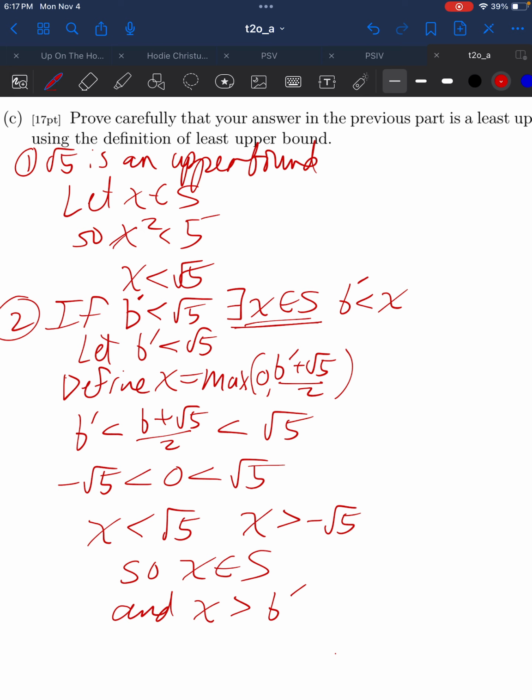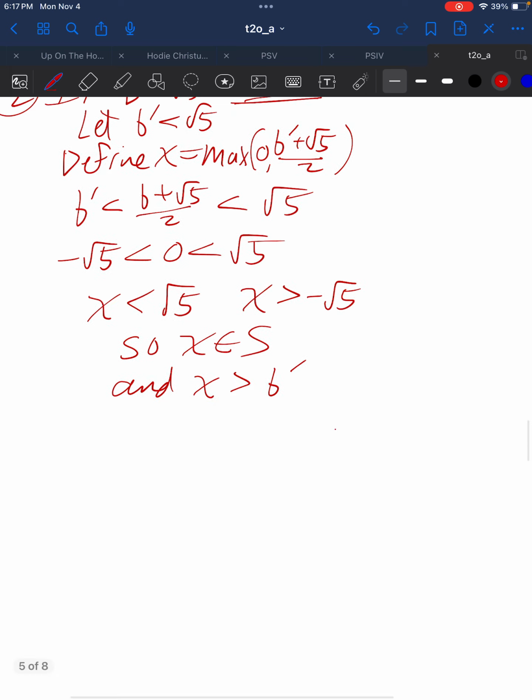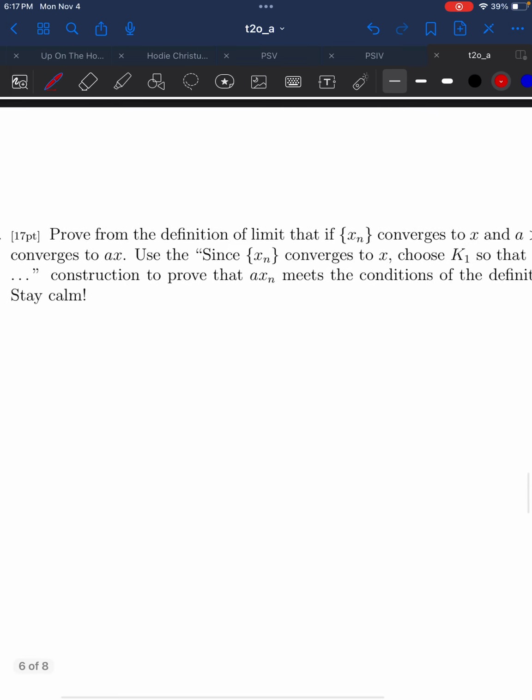That's the proof. And lots of people were confused about what S was. Lots of people got lost in the logic of constructing an element of S bigger than b prime, and lots of people lost the subtlety that to be in S, it needed to satisfy two conditions.